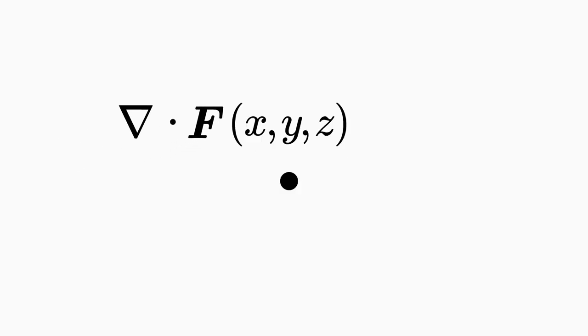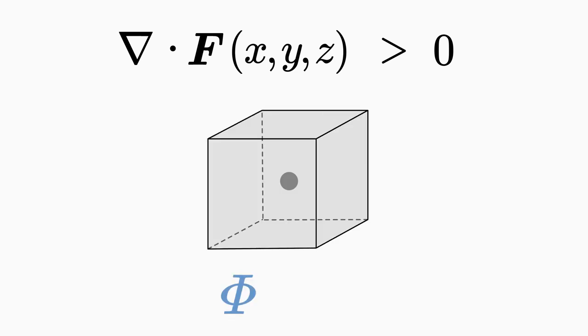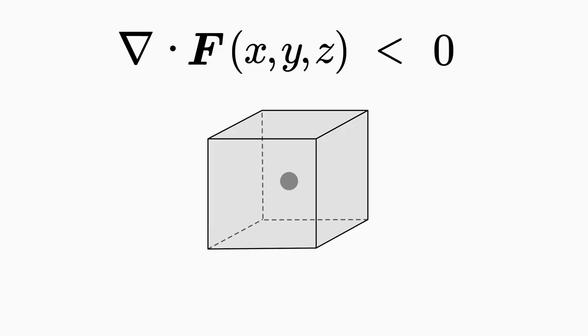If the divergence at location x, y, z is positive, then there is a source of the vector field F at this location. If this location is enclosed by a surface, then the flux through the surface is also positive. The vector field, so to speak, flows out of the surface. If the divergence at location x, y, z is negative, then there is a sink of the vector field F at this location. If this location is enclosed by a surface, then the flux through the surface is also negative. The vector field flows into the surface.